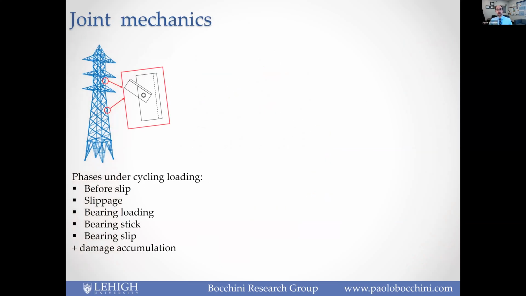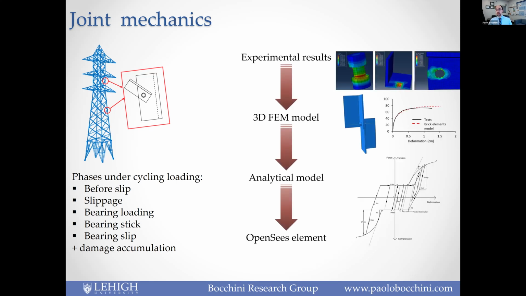For instance, we did a very long study on the mechanics of joints in these particular towers that, to my surprise, was a little bit understudied. We first had to understand all the phases that these bolts, these joints, undergo under cyclic loading. And then we started with the experimental results that were available, unfortunately, only for static cases. But based on those, we built and calibrated a high-resolution, 3-dimensional model of the entire joint and each one of its components. Out of that, we built then an analytical model of the cyclic behavior.